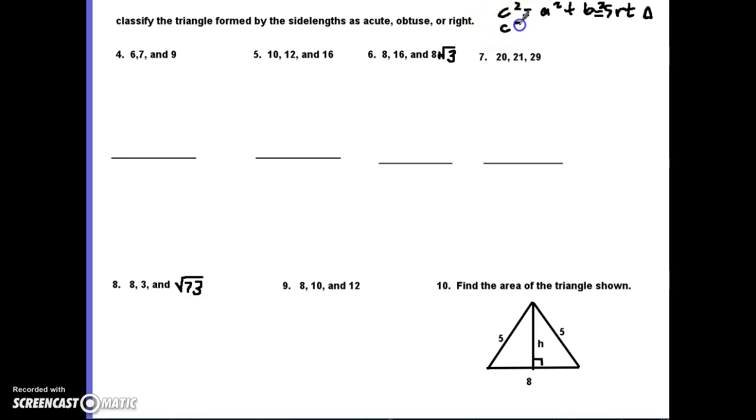However, if c squared is greater than a squared plus b squared, this implies, what, if you could tell me? This would be an obtuse triangle. There's only one other case. If c squared is less than a squared plus b squared, this would result in an acute triangle.